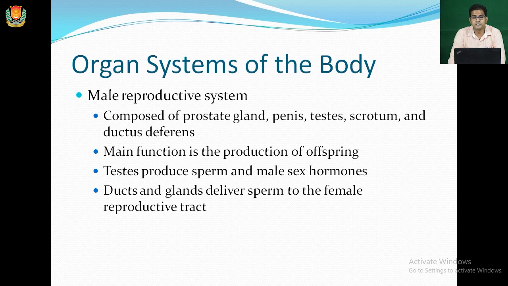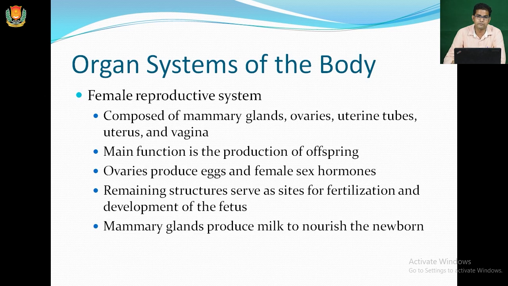The last system is the reproductive system. Male and female reproductive systems are there within humans. The male reproductive system is composed of prostate gland, penis, testis, scrotum, and ductus deferens. The main function is the production of offspring, and the testis is responsible for the production of sperm and also the male sex hormones. Now ducts and the glands deliver the sperm to the female reproductive duct.